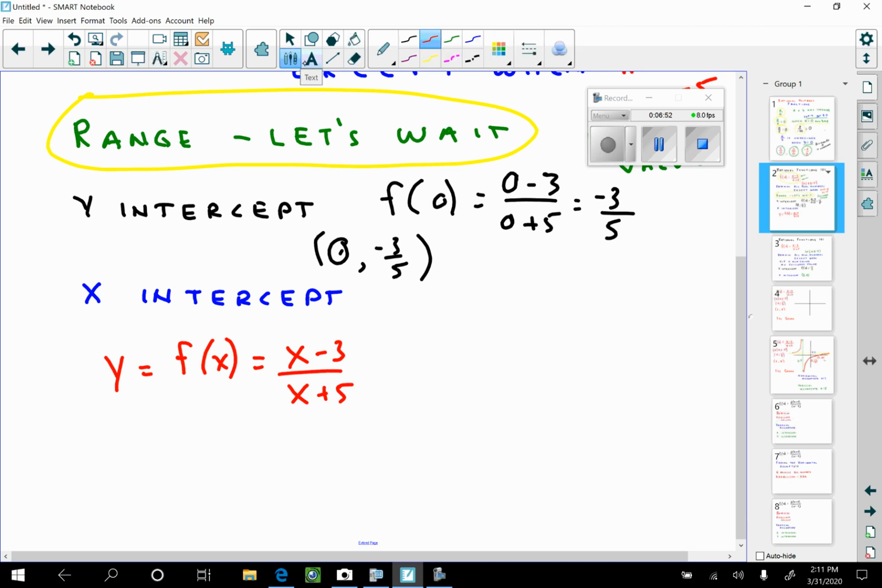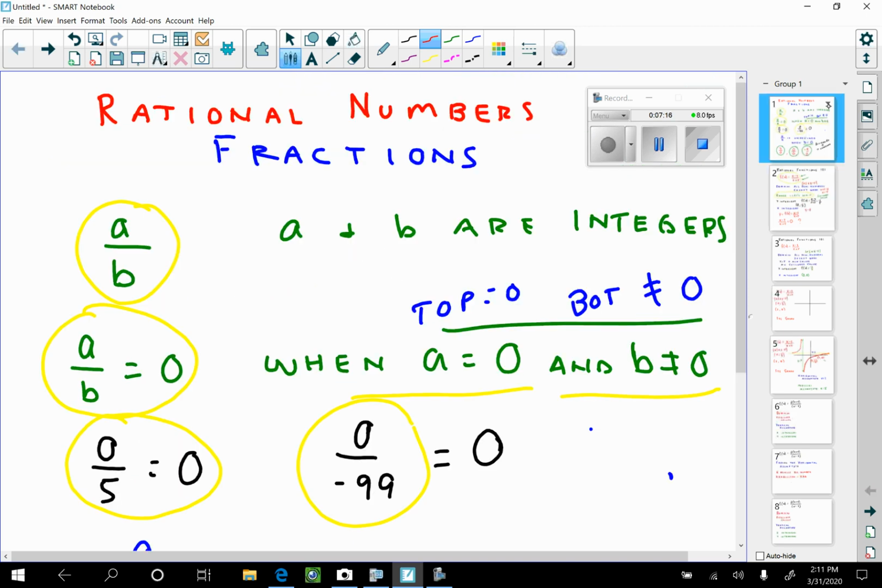So I want to know when this guy here is 0. If I want to find the x-intercept, I need to know when y is equal to 0. Well, y is equal to that, so I ask myself a question. When is this guy right here equal to 0? Oh, wait a minute. When does a fraction equal 0? A fraction is equal to 0 when the top is 0 and the bottom does not. That's what we're going to use here.